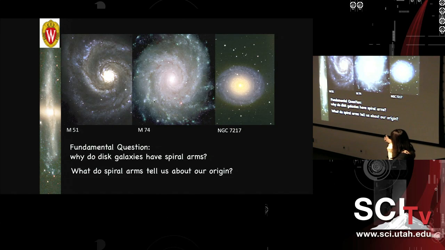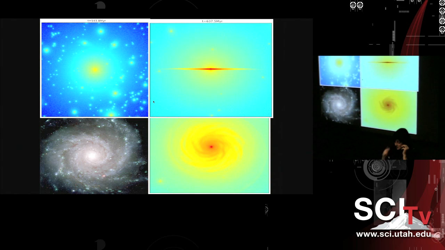These are essentially images of other galaxies, which might be very similar to our Milky Way. You can see that the spiral arms are very different from galaxy to galaxy, so they don't necessarily have the same origin, but we are now trying to understand what is the origin of some of the spiral arms.